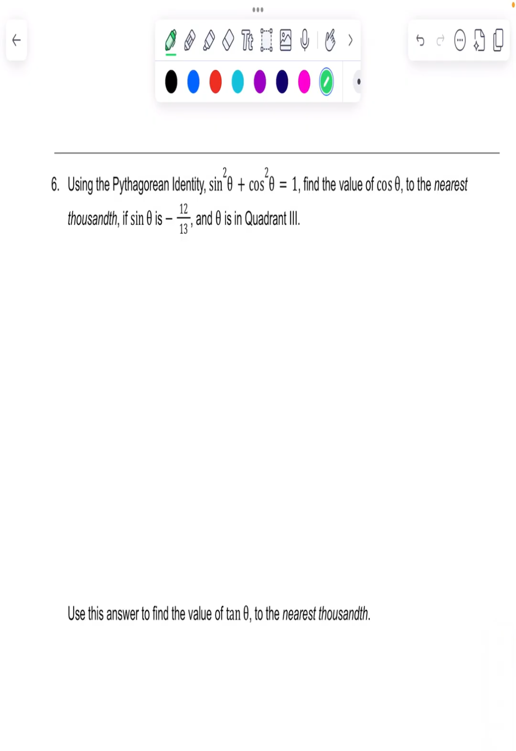We're going to do the same exact thing. So we're working with sine squared plus cosine squared equals 1. Let me do a check. We're still recording. Alright, we want to find cosine. Cosine we did in blue, and they give us sine. We're working in quadrant 3.